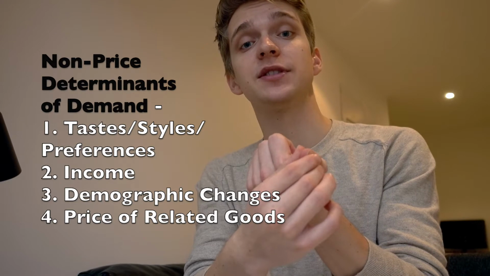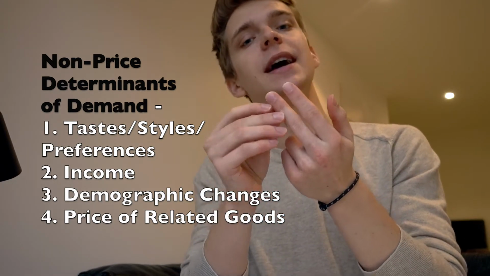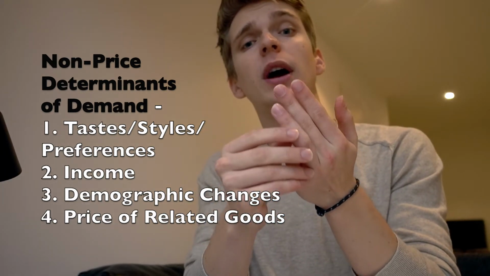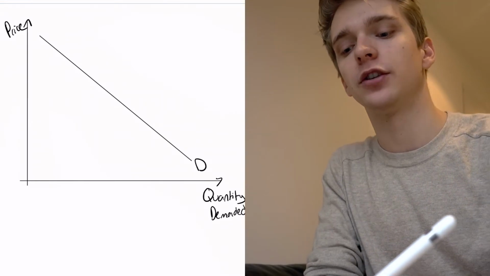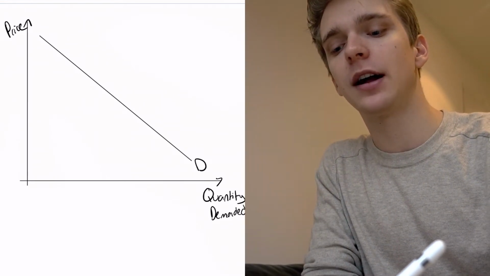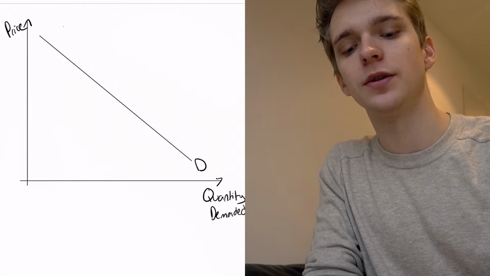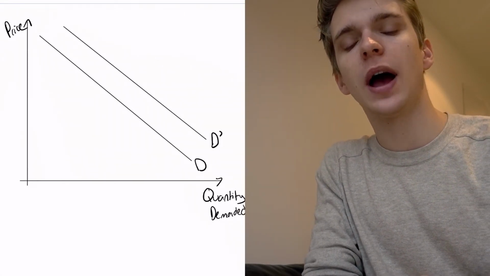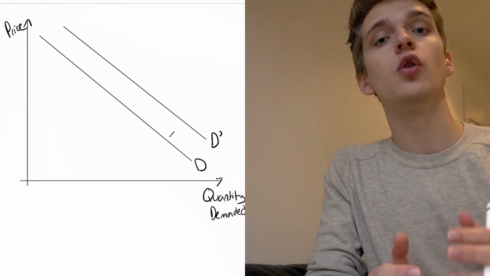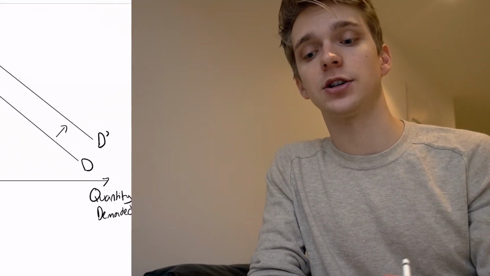Now, we've just explored a bunch of factors that may cause shifts in the demand curve. If you remember, we talked about taste, styles, and preferences, income, demographic changes, and the price of related goods. These are all factors that will cause shifts in the demand curve. So causing the demand curve to, say, go from the black demand curve that we see there to this new demand curve that I'm going to call D prime, D with an apostrophe. So any of those factors that we've talked about would cause a shift as such.